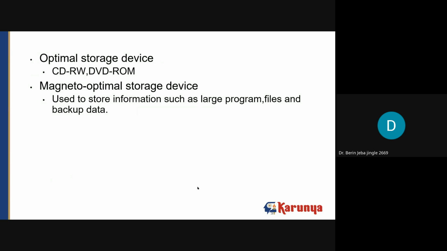The next is the magneto-optical storage devices. If you want to store large programs or files and backup data, these types of large storage devices are used. These magneto-optical storage devices are used for storing large programs, files and backup data.